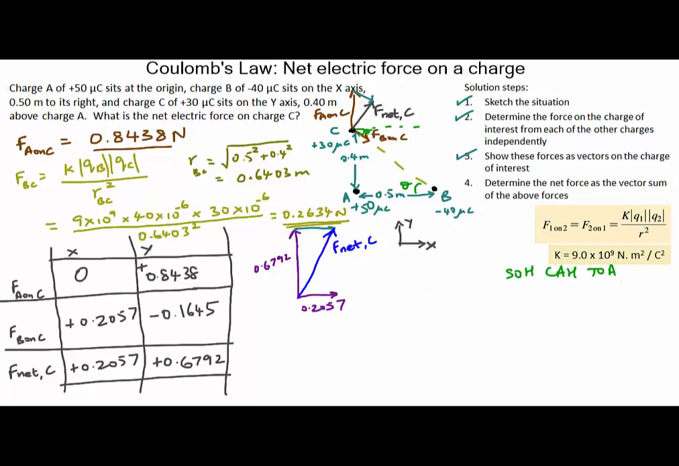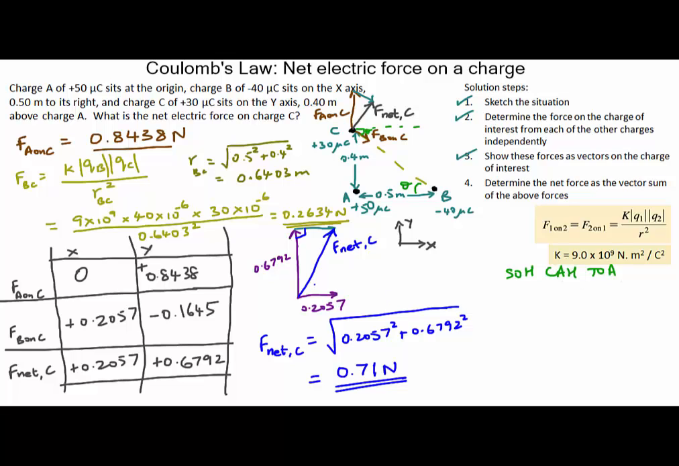Well, once again, I know that this is a right triangle over here, and I know its two legs, and I want its hypotenuse. So F net C, the magnitude of it would simply be the square root of the sum of the squares of the other two sides, and that is 0.709 or 0.71 Newton. This is the final answer, so I'm coming back to two significant digits.